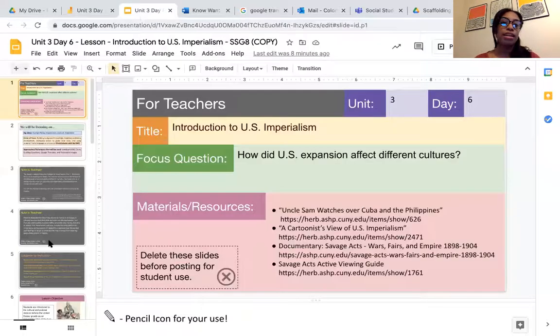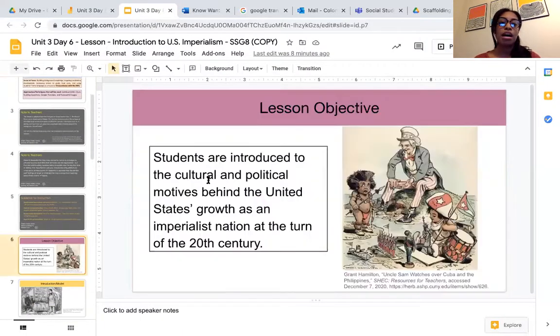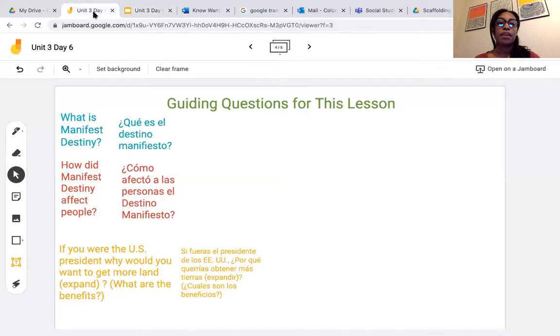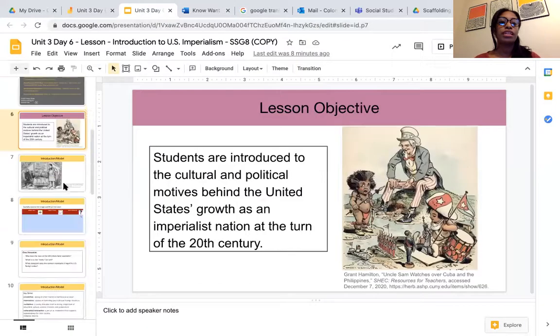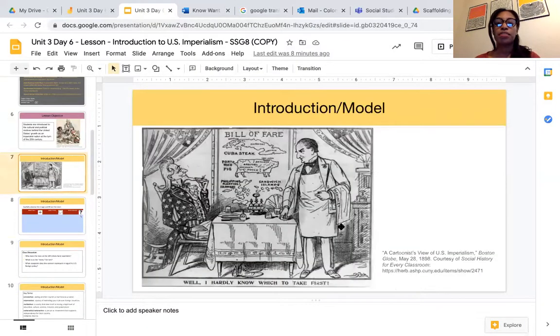Where in the objective, we see what were the motives behind the United States growth as an imperialist nation? So if you were the US president, why would you want to get more land? Why would you want to expand, right? They know that word now. And what are the benefits? So now we move on to the introduction model portion of this lesson.